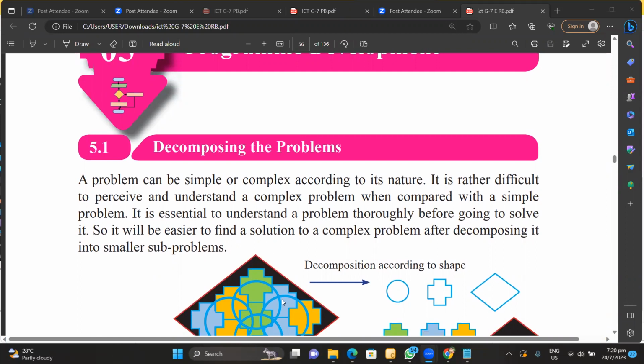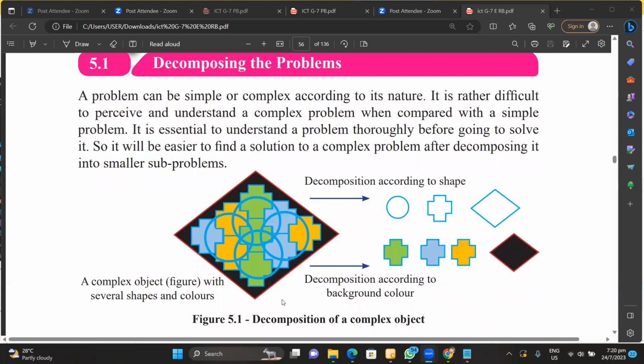Okay, anyway, let's start the lesson. First, it has mentioned something about decomposing the problem. Problems are different cases where it needs a solution. So a problem is something that needs a solution.